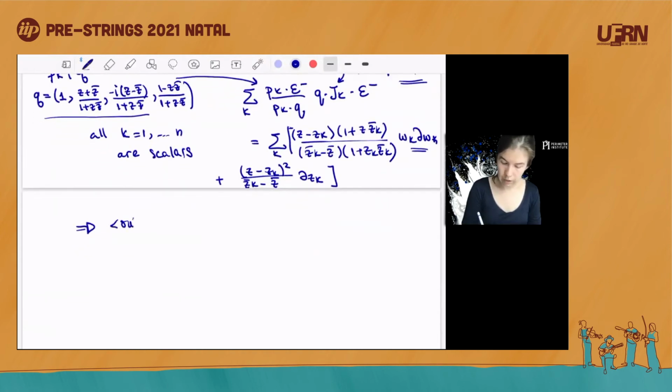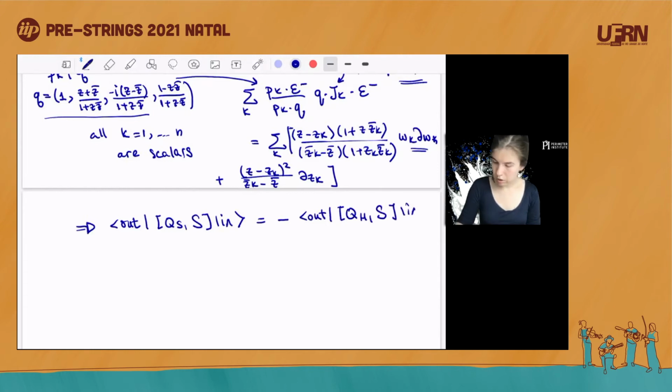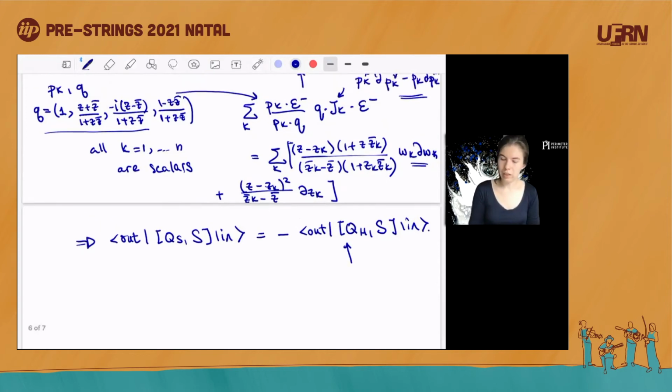essentially out Q soft S in is equal to minus the action of the hard charge. But this is a consequence of the subleading soft theorem. It's not a priori obvious, but it confirms this relationship we started off with.